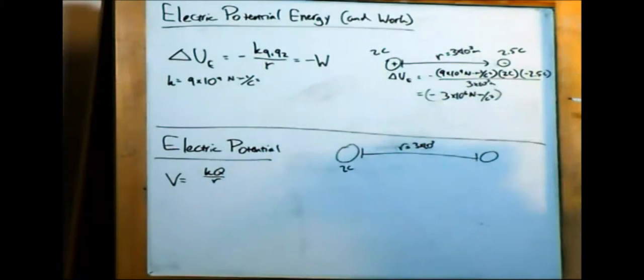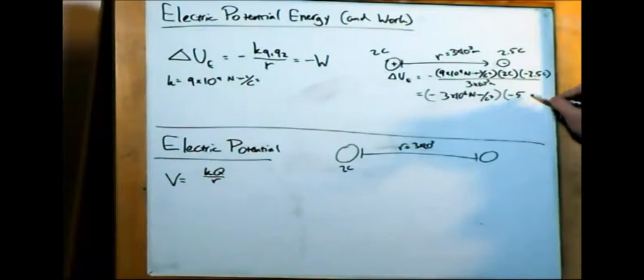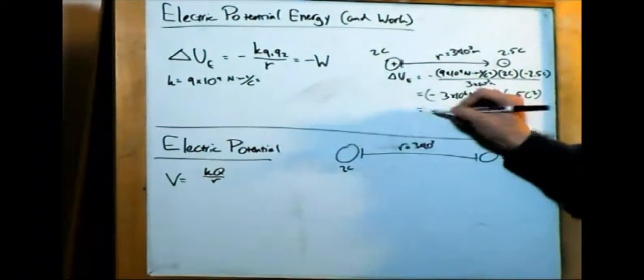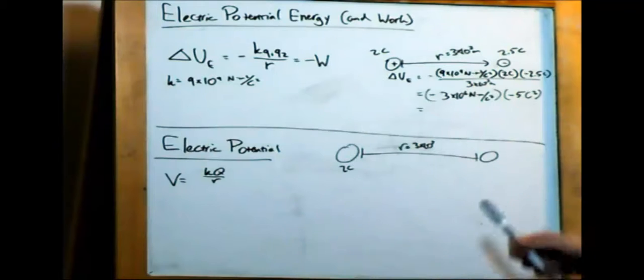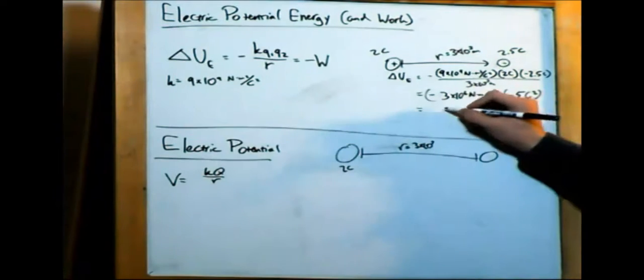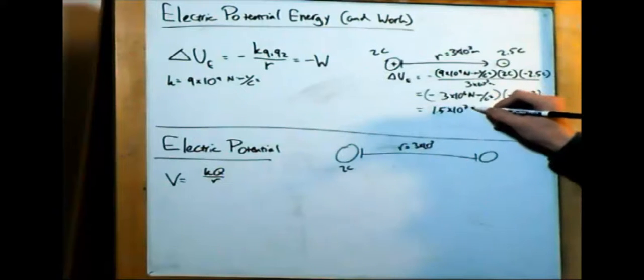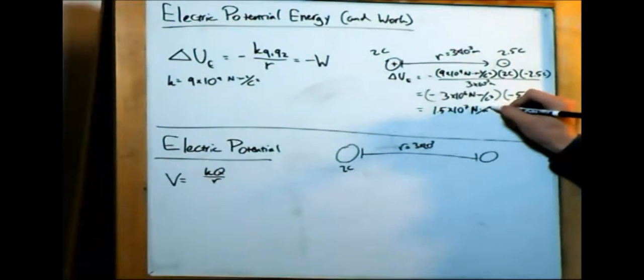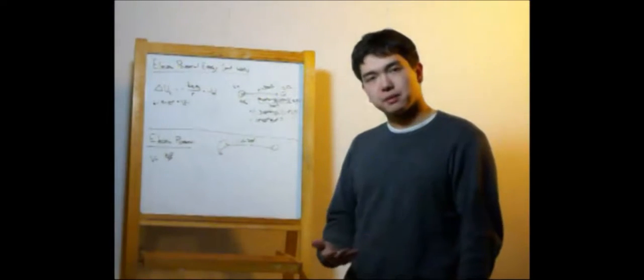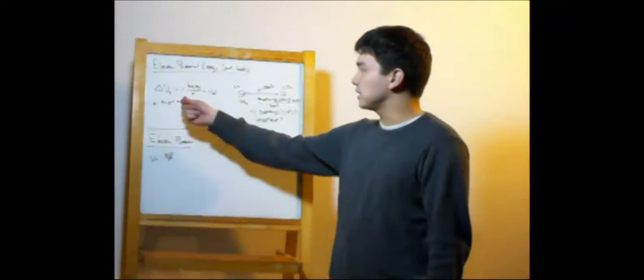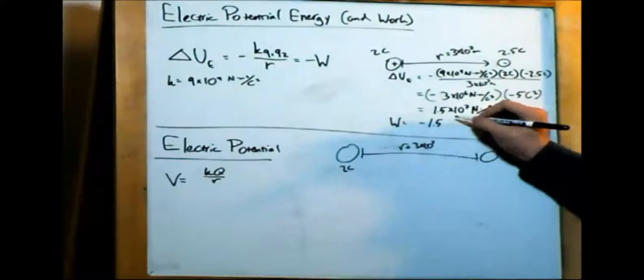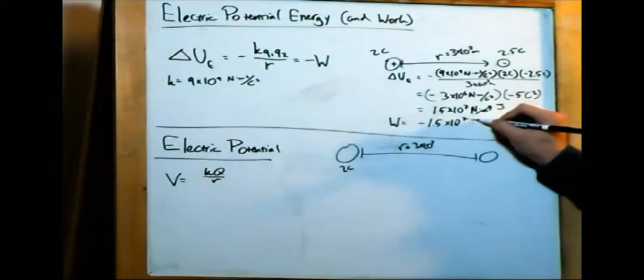And 2 coulombs times negative 2.5 coulombs gives us negative 5 coulombs squared. We finish off the multiplication. 3 times 5 is 15, but let's keep it in scientific notation. So 1.5 times 10 to the 7th, as opposed to 10 to the 6th, newton meters, or joules. You'll notice that I've written up here as well that the change in electric potential energy is equivalent to the negative work done. So if we want to find the work, that would just be negative our answer, negative 1.5 times 10 to the 7th joules.